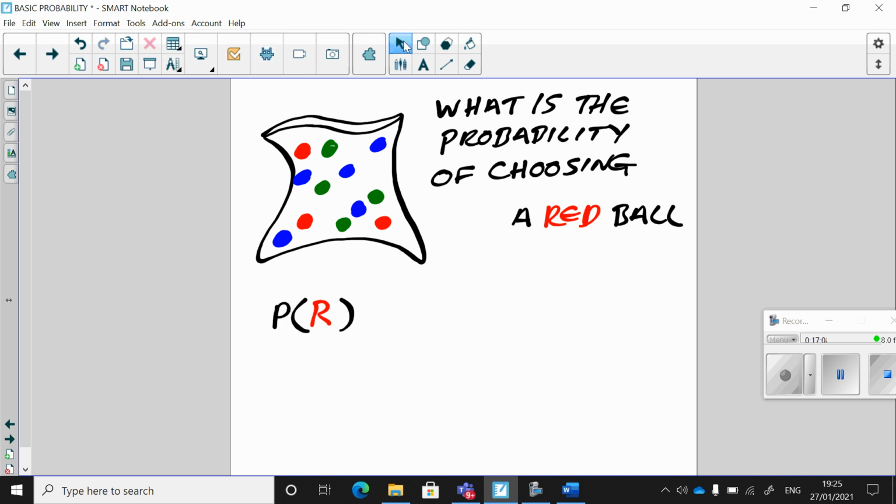So, probability of red, probability of R, favourable over total. So how many have we got? How many red have you got? Well, we said in the previous page that we had 4, and if you don't have a black and white TV and your colour perception is okay, I can see how many? 1, 2, 3. 3 out of a total of 12.